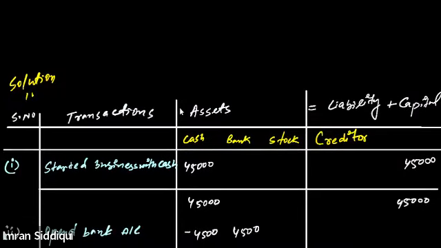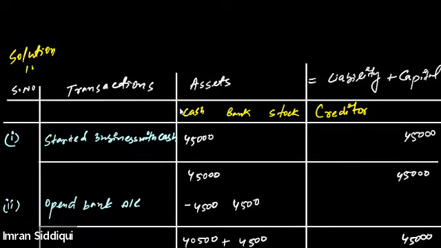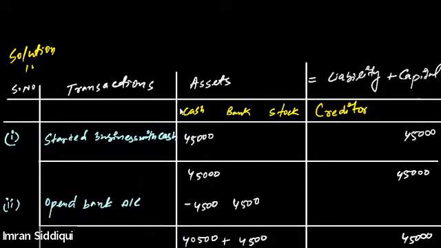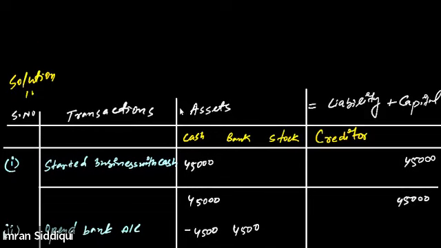No problem. See, after the second transaction, we just found out the value of the asset and the liability. The second transaction basically said that the business has opened a bank account. Because of the opening of the bank account, there was a reduction in the value of the cash available by 4,500. But at the same time, the bank balance will increase by 4,500. Got it? Is that clear?